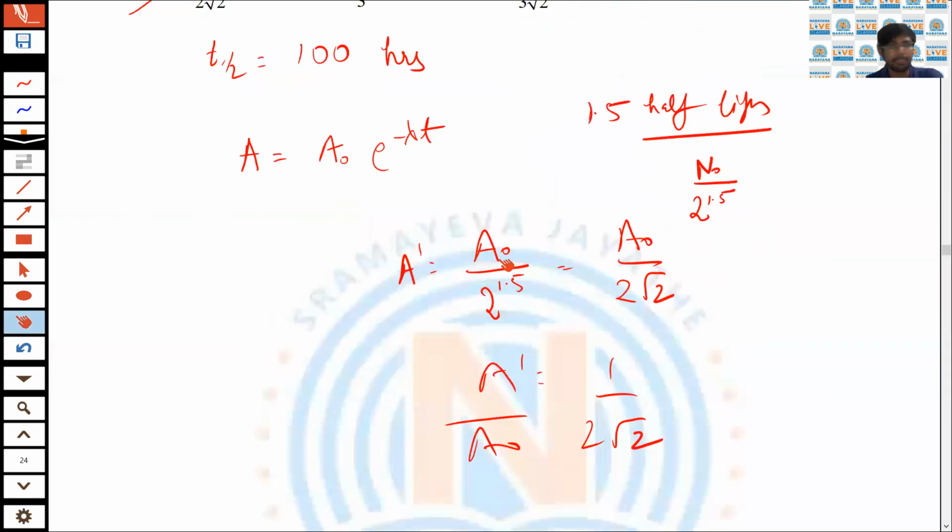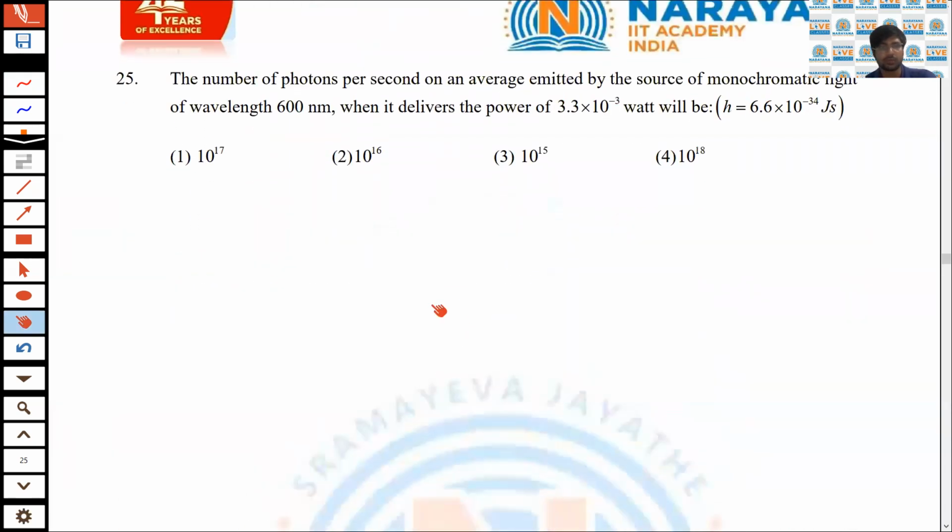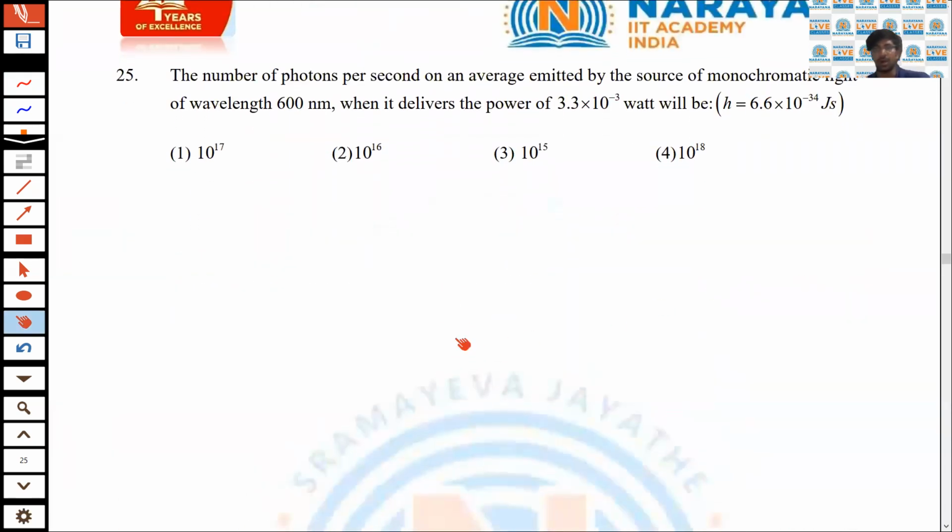All right. Let's come to the 25th question. The number of photons per second on an average emitted by the source of monochromatic light of wavelength 600 nanometers, when it delivers the power of 3.3 times 10 to the power minus 3 watt will be. So obviously we know that power is equal to number of photons multiplied by energy of one photon, right?